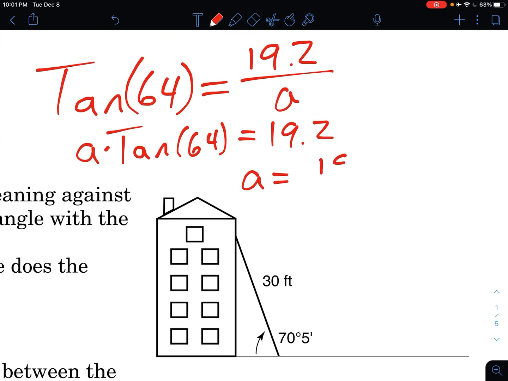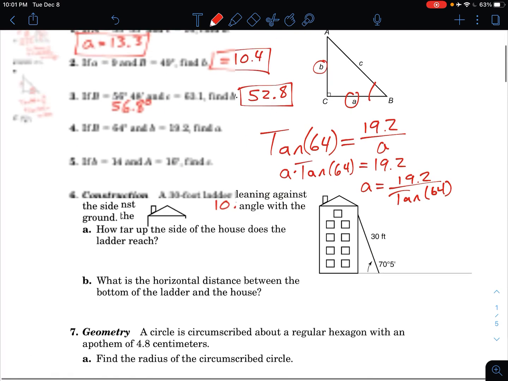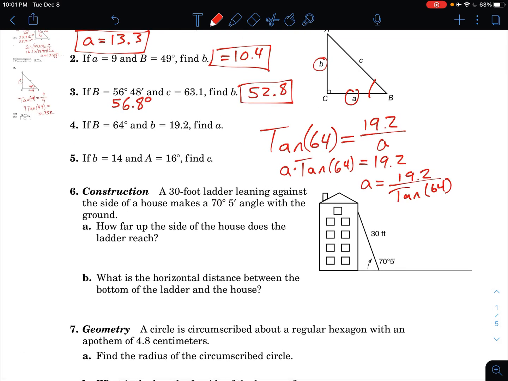So the way we find A is simply to divide both sides by tangent of 64. So you're going to get 19.2 divided by tangent 64. Alright, and that's how you type it into your calculator. You'll just type in 19.2 divided by tangent 64, enter.